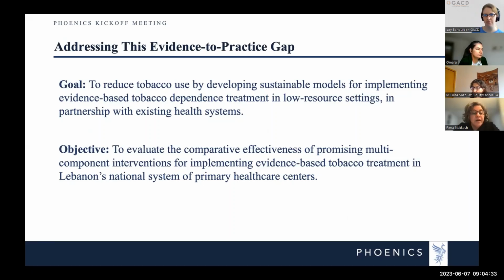So the goal of the project overall is to reduce tobacco use by developing a sustainable model for implementing an intervention on tobacco dependence in a low resource setting, such as the one that we're working with, within an existing health system that serves over 50% of the population in Lebanon. And we are looking at evaluating the effectiveness of a multi-component intervention to implement tobacco treatment in this national system of primary health care centers.